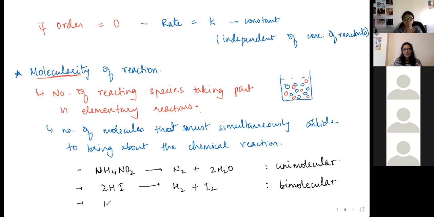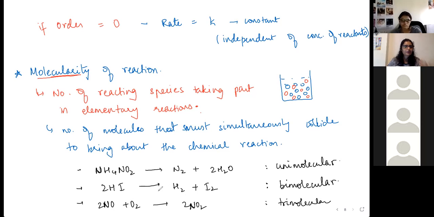Similarly, if you have NO plus O2 giving nitrogen dioxide, this is an example of a trimolecular reaction. You will not get your required products unless you have two molecules of NO and one molecule of oxygen. You need a minimum of three molecules for this reaction to take place. This is a trimolecular reaction. So order is different.